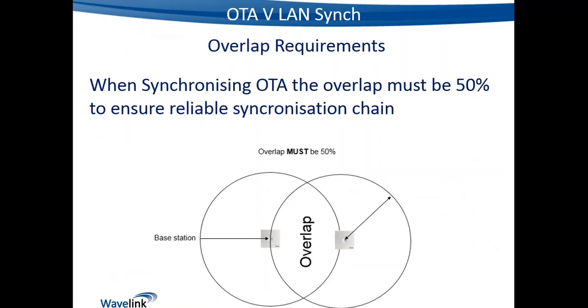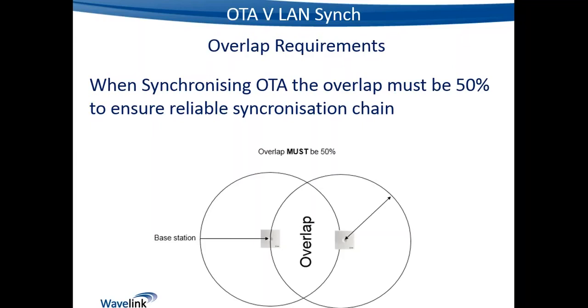As a result of that, when we're doing an over-the-air synchronization with an IP DECT base station setup, there are two types of overlaps that we need to take into consideration. One of those is our synchronization overlap, and that basically is to ensure that our synchronization chains are reliable and robust. And to do that, we have to make sure we have a 50% overlap between our IP base stations.